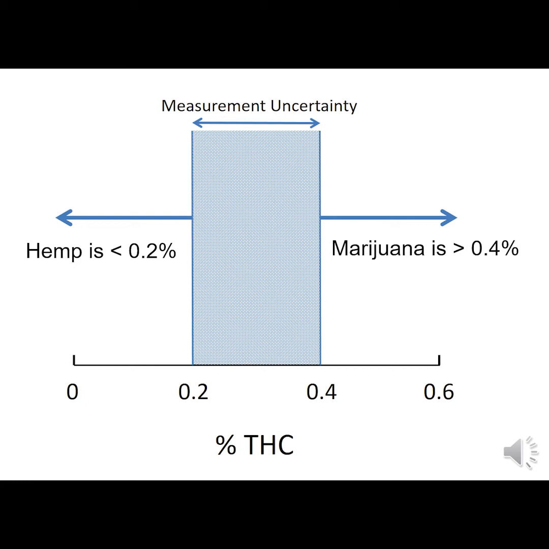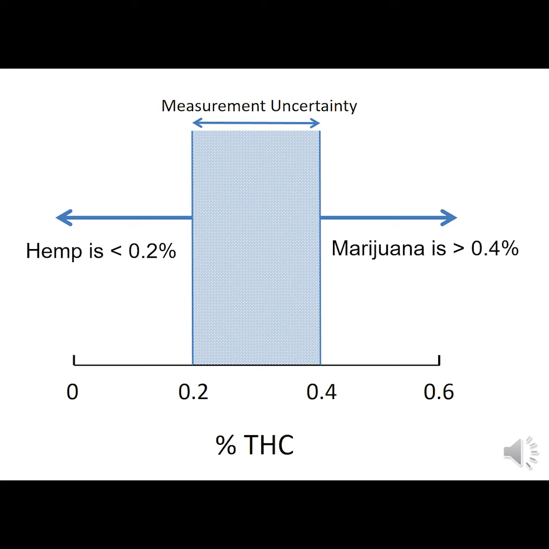We can only be really certain if something is hemp if the concentration is less than 0.2% THC. In between 0.2 and 0.4%, we have this uncertainty. We cannot really say whether the plant is hemp or marijuana. This is a global measurement uncertainty evaluated from results from all different labs.